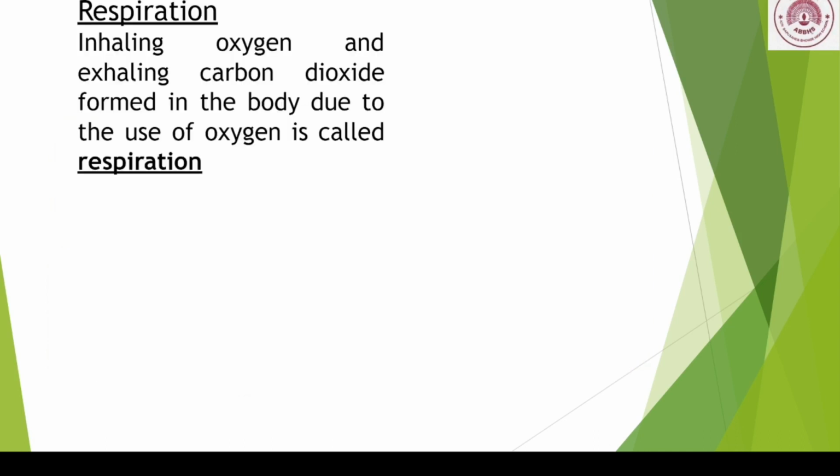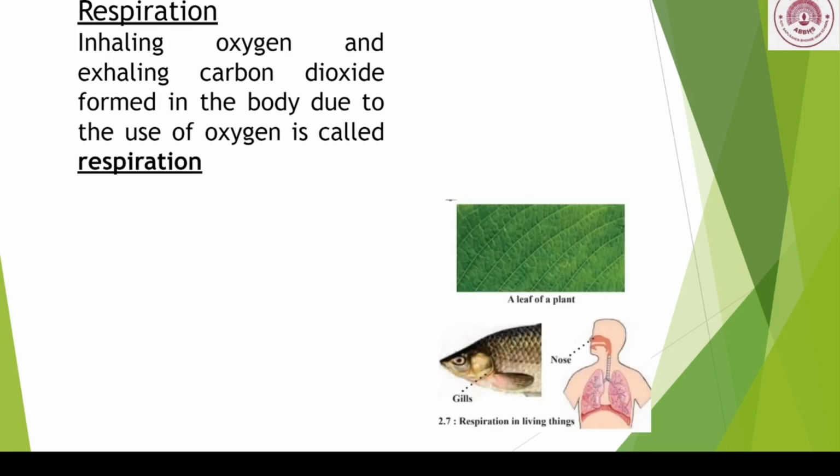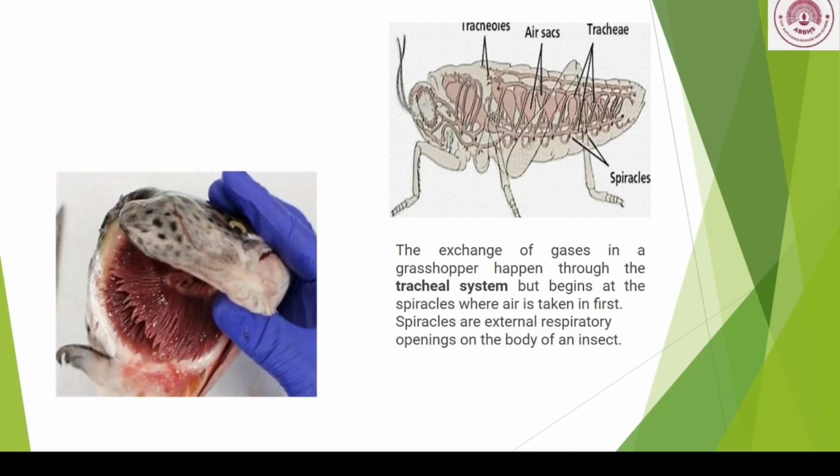The next characteristic is respiration. Living things need oxygen to live. Inhaling or taking in oxygen and exhaling the carbon dioxide formed in the body is called respiration. Some animals have specific organs for respiration. For example, the fish breathe through gills.